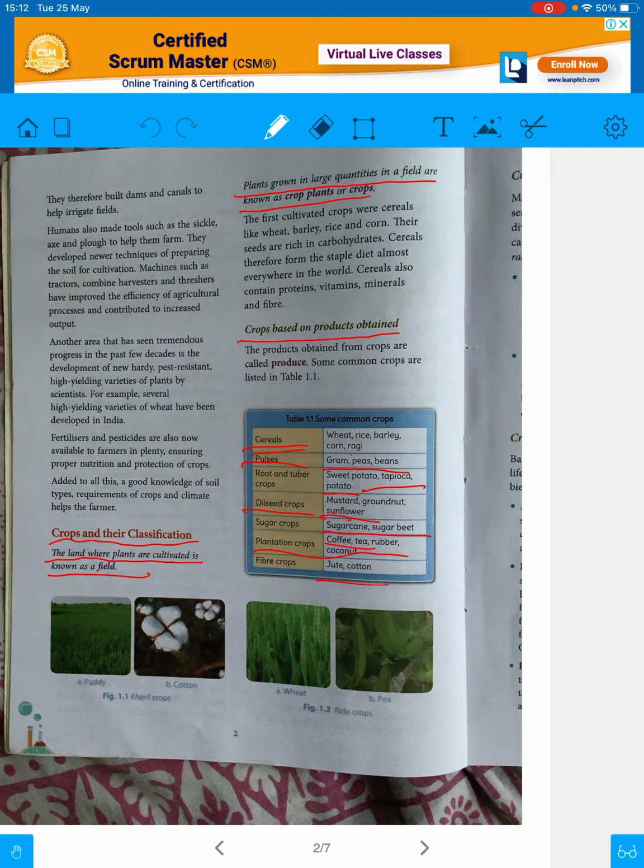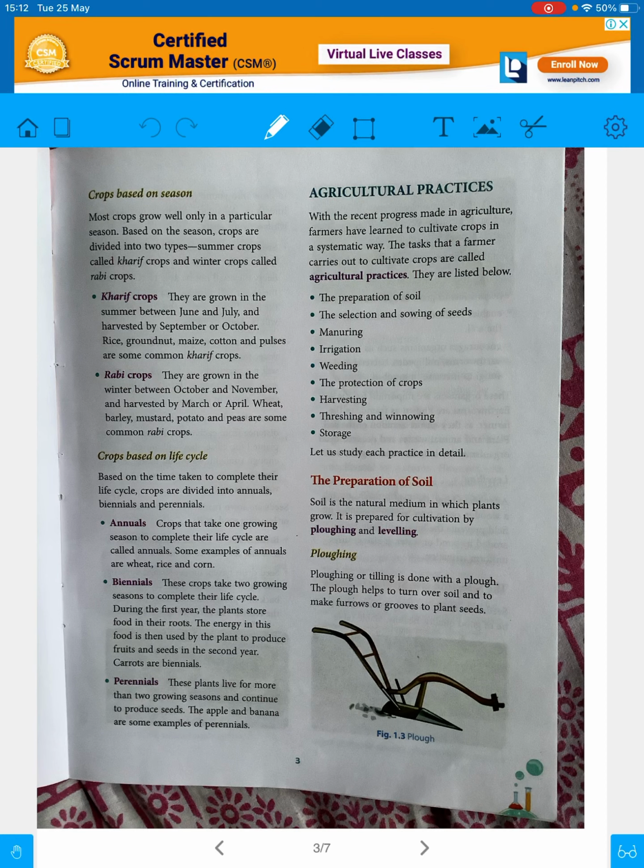Okay. Then we have crops based on season. Kharif crops are the crops which are grown between summer, June and July, and harvested in September and October. Rabi crops are grown in winter between October and November and harvested in March and April. That means Kharif are the summer season crops and Rabi are the winter season crops. Right? Okay.